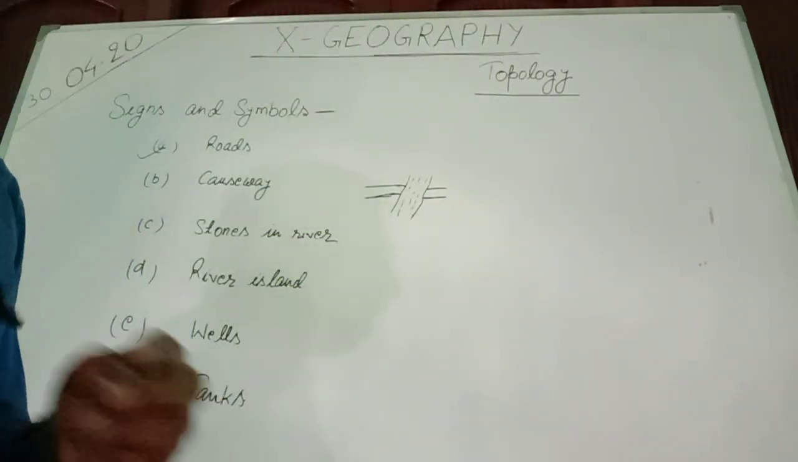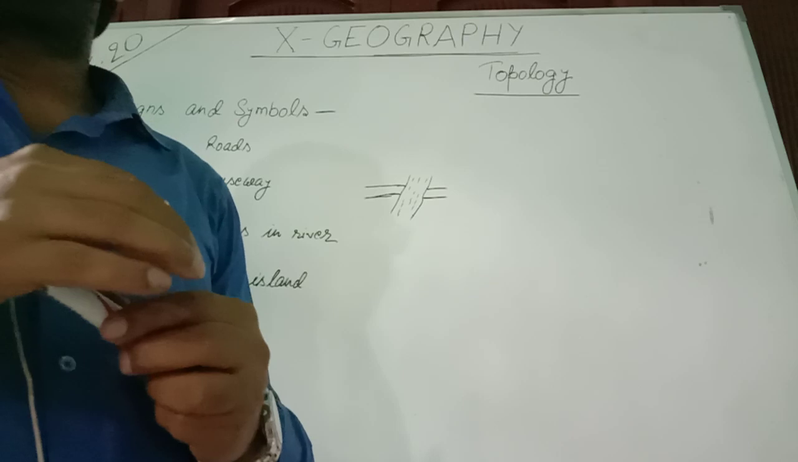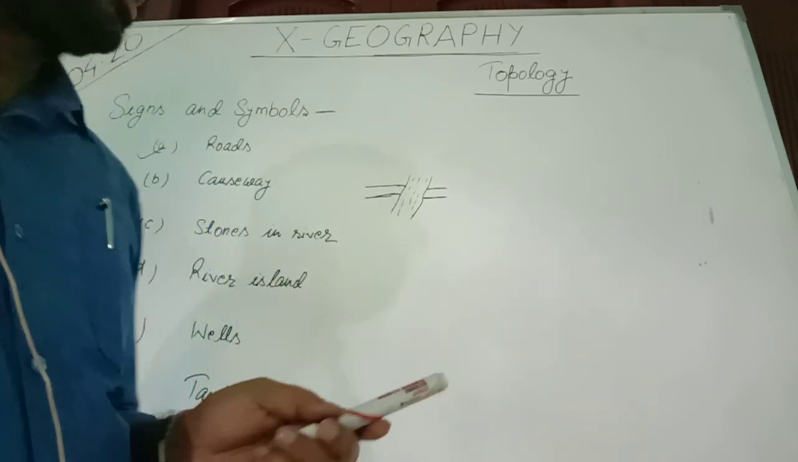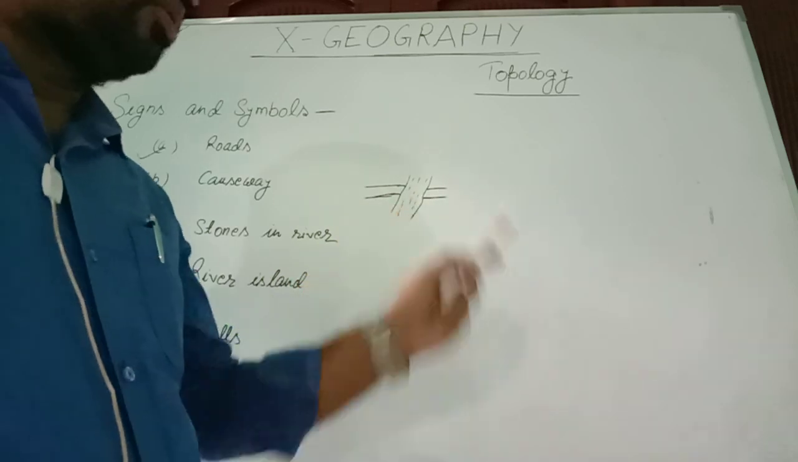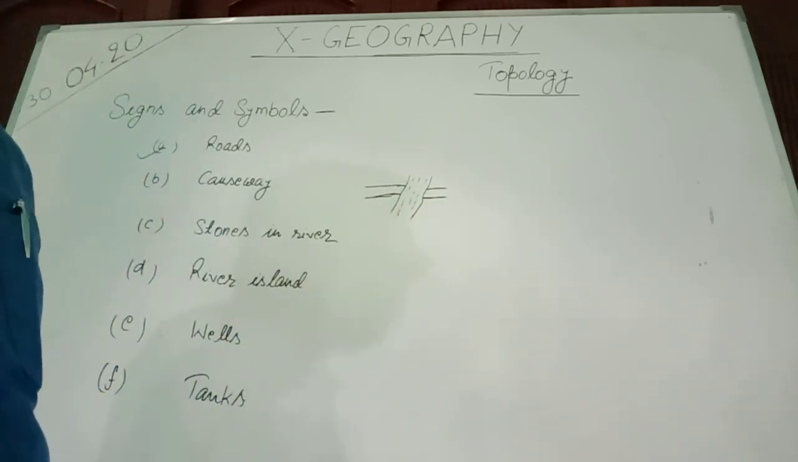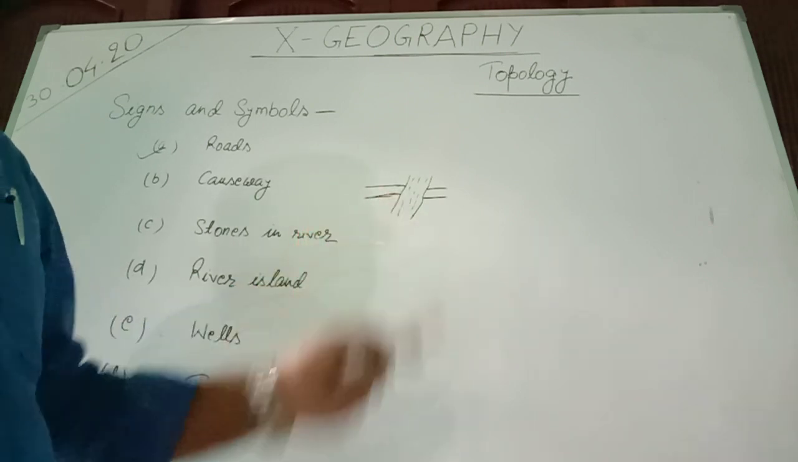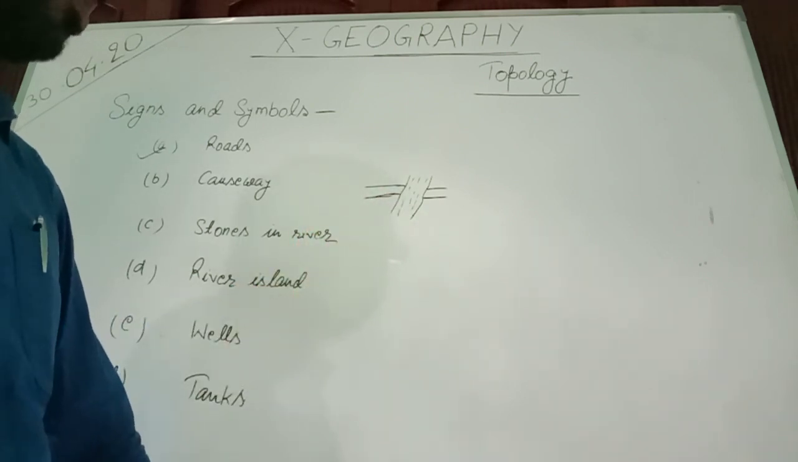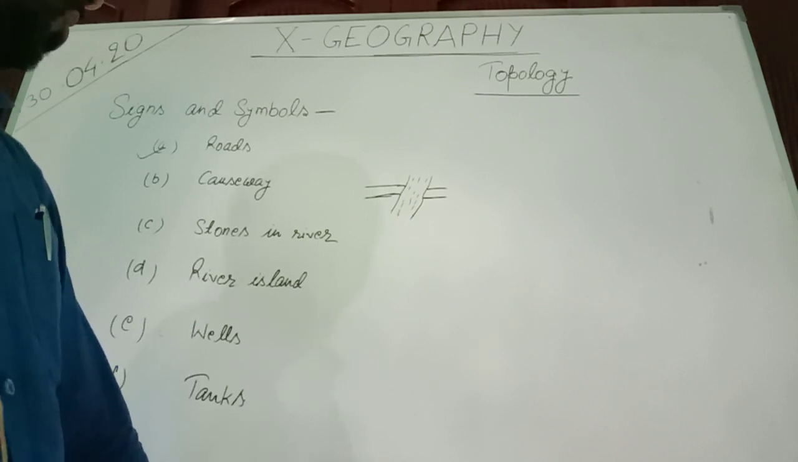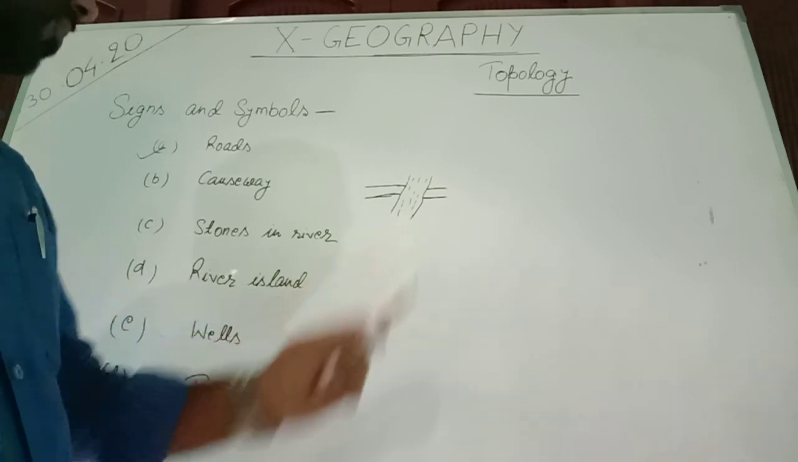Causeway. We can say, in simple words, this is a kind of bridge that is made above the stream of water. To cross the stream of water, these types of bridges are made in rural areas. So this is causeway. This is the symbol of causeway.